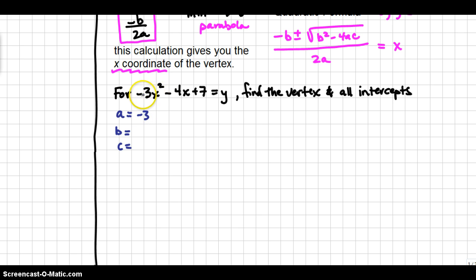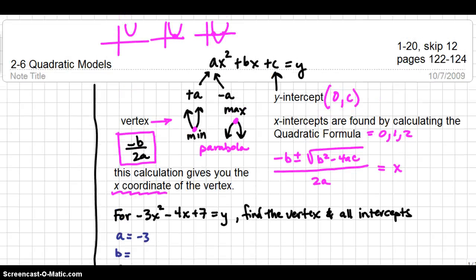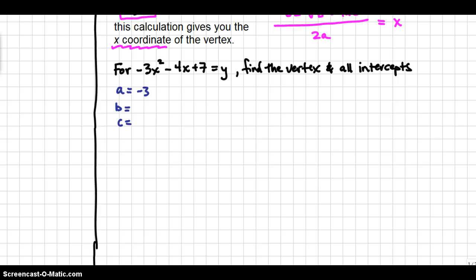The a here is the number in front of x squared. If you're wondering where a, b, and c came from, it came right from our quadratic equation here. A is next to x squared, b is next to plain x, and c is all alone. So the a value here is negative 3, the b is, careful, negative 4, and the c is positive 7. So I'm going to go ahead and start calculating the vertex first. The vertex is opposite of b over 2a.